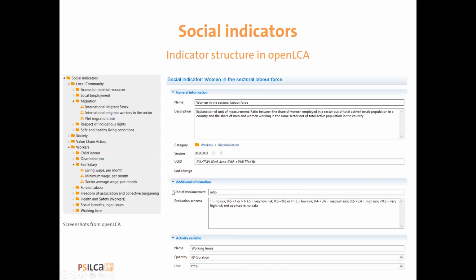So here we can see the indicator structure in openLCA. On the left side, you see how the indicators are categorized. So first on the level of the stakeholders, like here, local communities, workers, society, and so on. Then the subcategories, which are, for example, for workers, child labor, discrimination, fair salary, and then below the different indicators that address the subcategories. And then if we open here an indicator, we see some additional information, like, for example, a description, which can be an explanation of the unit of measurement, and in every case, the evaluation schema, which means how we evaluated the different risk levels. This is, of course, a brief description. There is a very detailed description in the PSILCA manual.